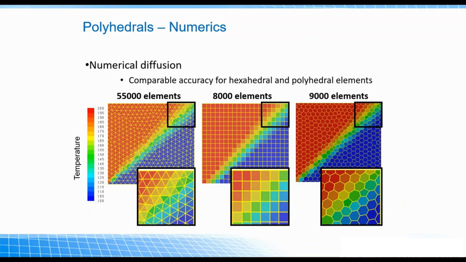As an example of that, a test case was run. What you're seeing here is a cross-section of the overall geometry to give you an idea of what the meshes looked like. On the left, we have the tetrahedral mesh. In the center, we have the hex mesh, and on the right, we have the polyhedral mesh. And as you can see from these cell counts, the tet mesh is much larger than the other two, at 55,000 elements, while the hex and polyhedral meshes were at 8 and 9,000. So in terms of cell count, the tets definitely lose in this example.